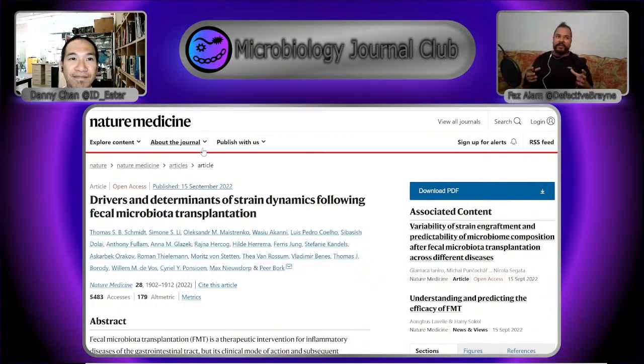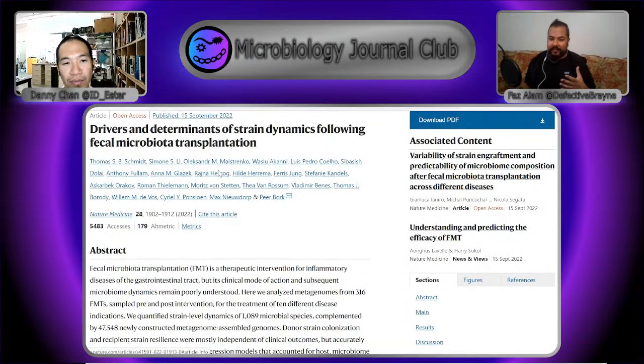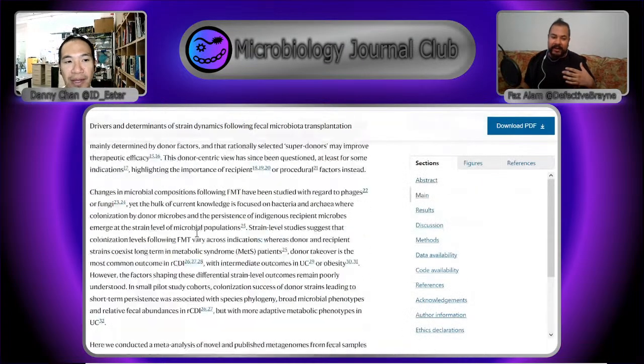And here the concept is essentially: what happens when you have a foreign microbiota coming in to the resident? Do they fight? Who comes out on top? Who doesn't? How do they mix? And what causes certain things to happen?